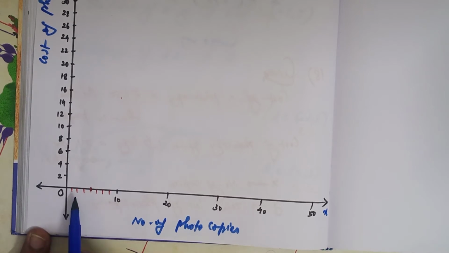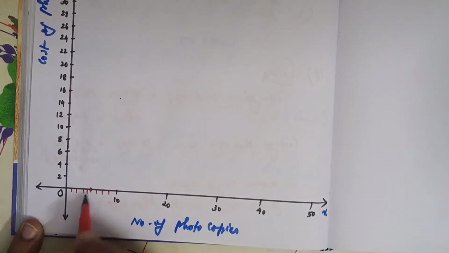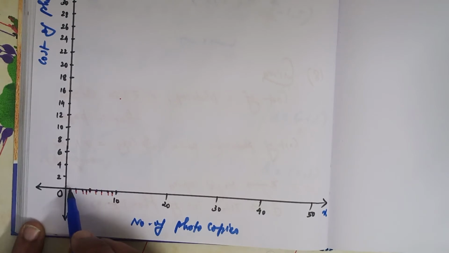The first copy, second copy, third, fourth, fifth. Have to put one more line here also, then it will be correct. Now first copy, second copy, third, fourth, fifth, sixth, seventh, eighth, ninth and 10th. For the first copy, the cost is 1 rupee 50 paise. Here 2 rupees. So I take it over here, that is 1 rupee 50 paise.